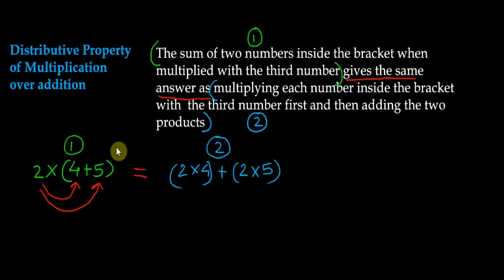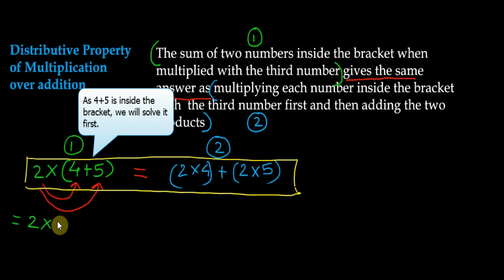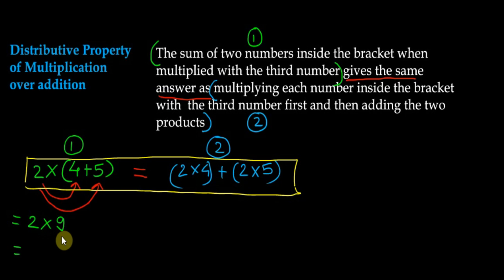So according to the distributive property of multiplication, the answer for 2 times (4 plus 5) should be equal to 2 times 4 plus 2 times 5. So this is what our distributive property says. So now let's check to see if it is true. So let's find out the answer for the first part of our statement. So it is 2 times (4 plus 5), which will give us 2 times 9, since 4 plus 5 is 9. That is 2 times 9 is 18. So the answer for the first part of our statement is 18.